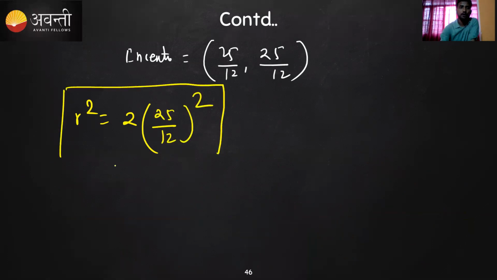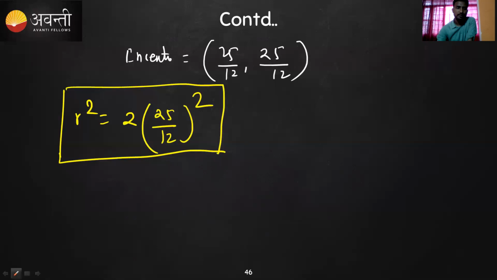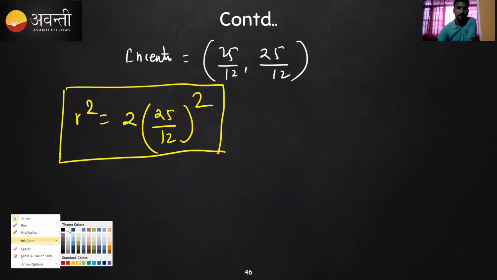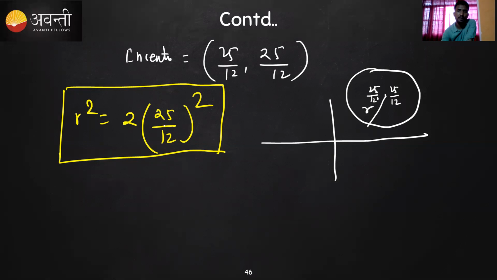This is the formula. Okay. Because if you will see now, we have this circle. Suppose this circle center is at 25 by 12 and 25 by 12, and radius is R. So you can simply apply this formula, and you can simply find this R value. So I hope it is clear to all of you.